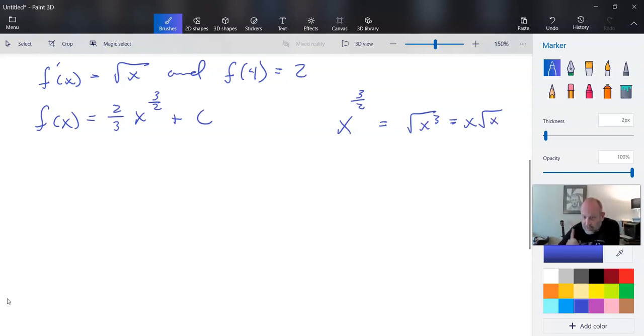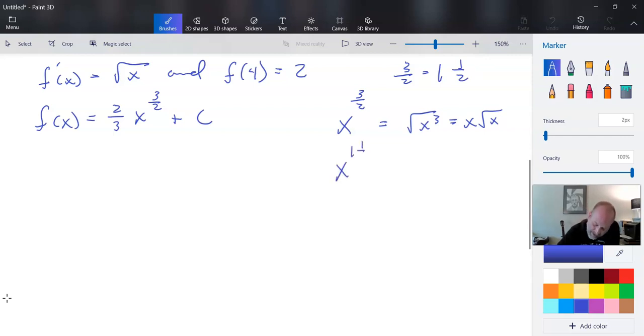I'm going to show you a little quicker way to do it. 3/2 is the same as 1 1/2. Almost wrote 1/2. 1 1/2, right? So let's go ahead and switch that. This is a nice little shortcut.